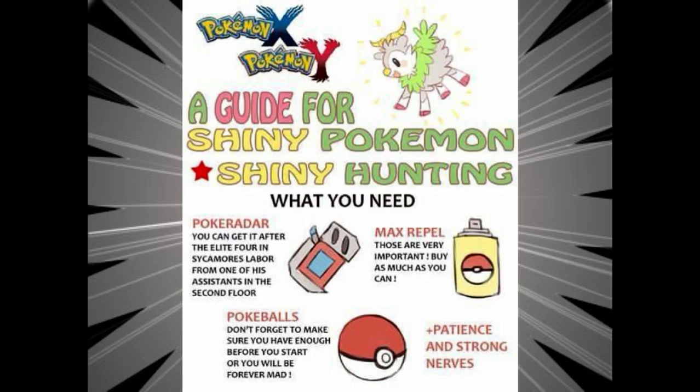Here's the first picture. It's a guide, obviously, and these are the three things you need. The picture can't explain it all, but I'll explain it as well. One of the main things you need is Pokeradar, because that is specifically designed for this, because it helps you catch the same Pokemon and shinies in general. You get that, as it says, after you beat the Elite Four in Sycamore's lab. You can't get it beforehand. It's specifically post game.